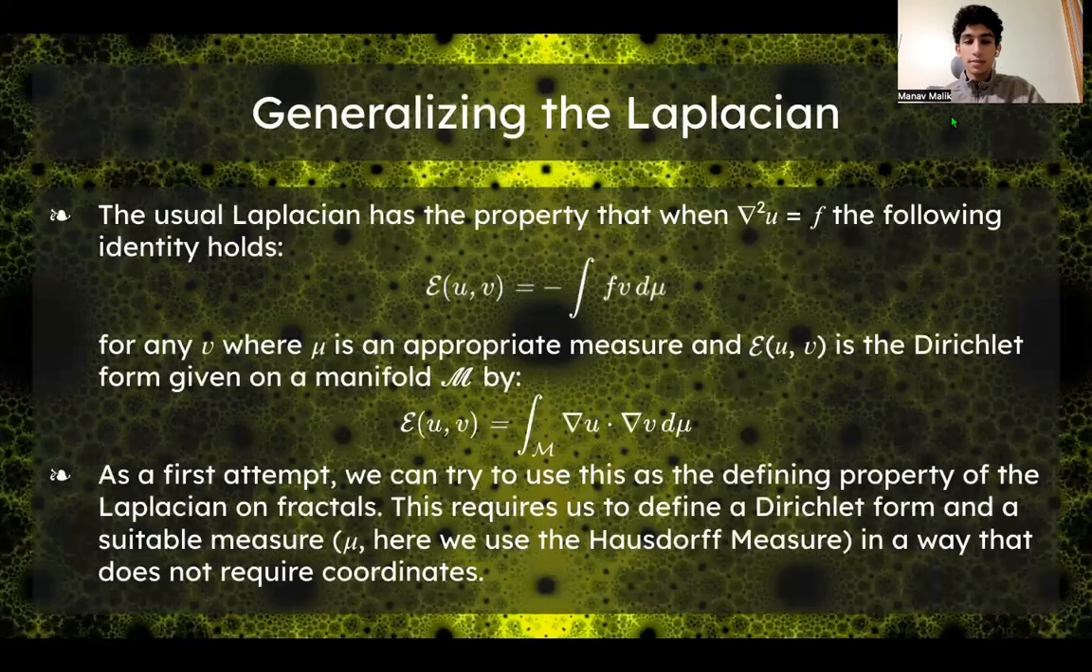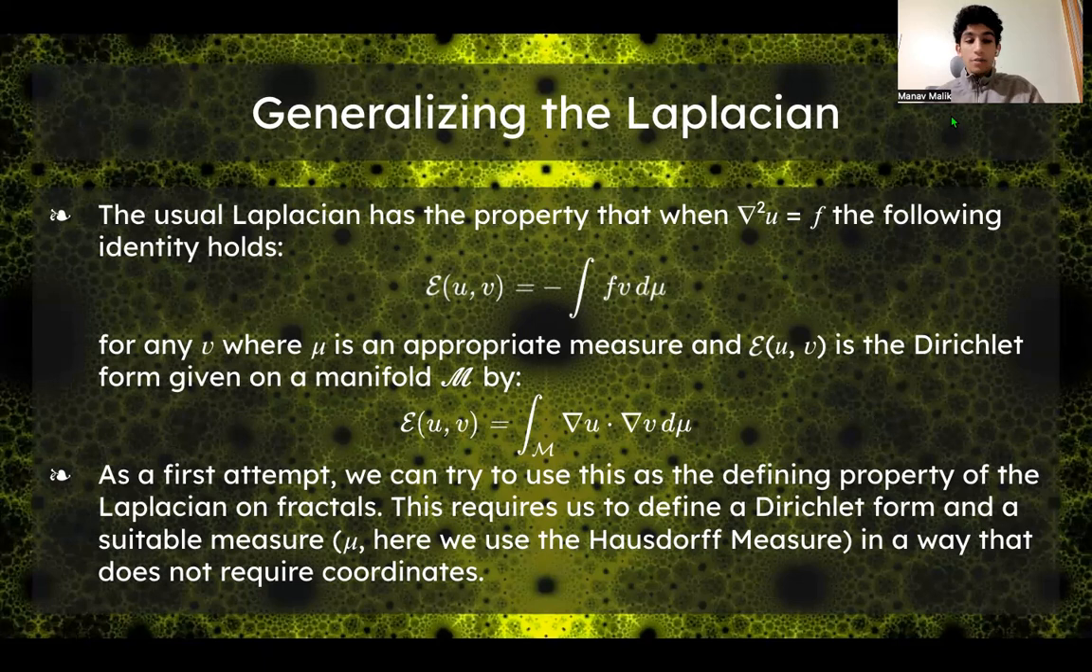To generalize the Laplacian, let's consider a property that it has. When the Laplacian of u equals f, the following identity holds, where v is any valid function in the domain, and mu is an appropriate measure. And E of u, v is what we call the Dirichlet form, and that's defined on a manifold M by E of u, v is the integral along M of the dot product of the gradients of u and v, with respect to our measure mu.